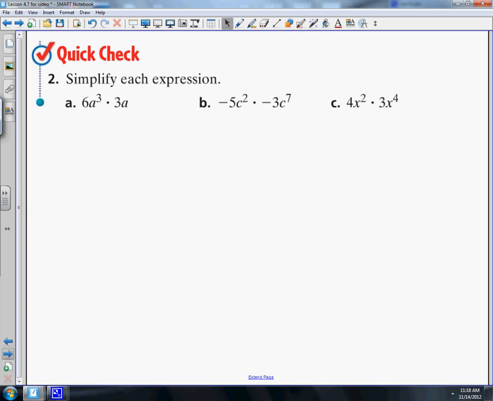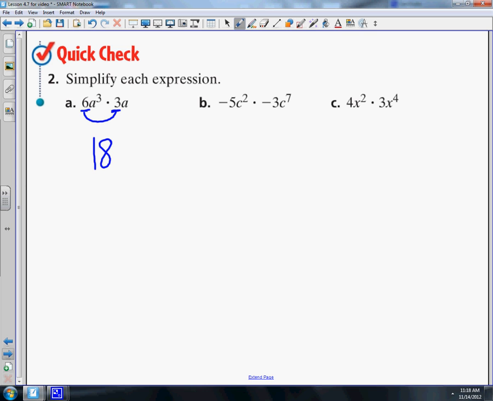So, now try these where it says simplify each expression. This is where it gets a little bit tricky. Okay, there's a couple different steps. So I'll show you how to do the first one, and then you can try the next two. So, first you want to do the numbers. You want to multiply the numbers together. So 6 times 3, and then you write down your answer is 18.